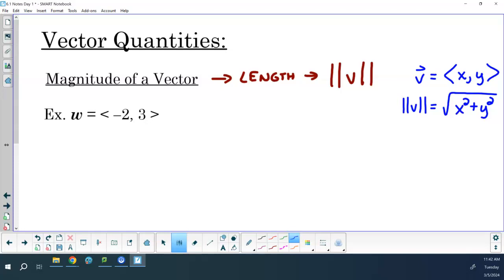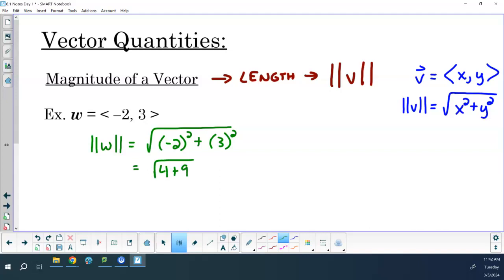So the magnitude of W, then, in this case, would be the square root of -2 squared plus 3 squared. -2 squared is 4. 3 squared is 9. 4 plus 9 is 13. So the magnitude of W is the square root of 13.